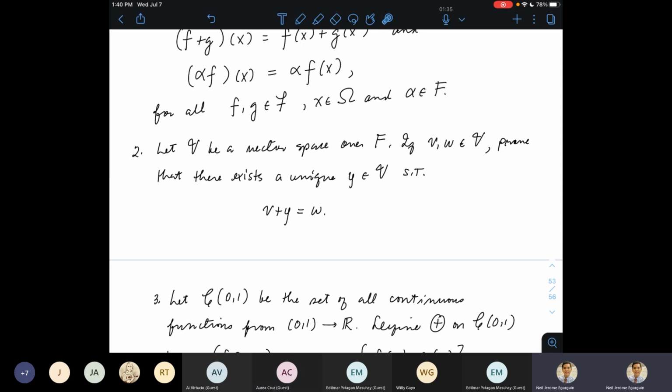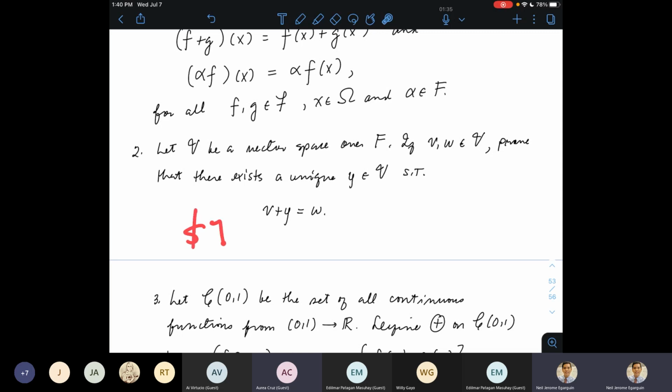And then you'll go on to talk about uniqueness. How do you prove uniqueness? Well, a standard way of proving uniqueness is to assume that there is another such element of the vector space that satisfies V plus Y equals W. Call it Z. So suppose this is some sort of a proof by contradiction.